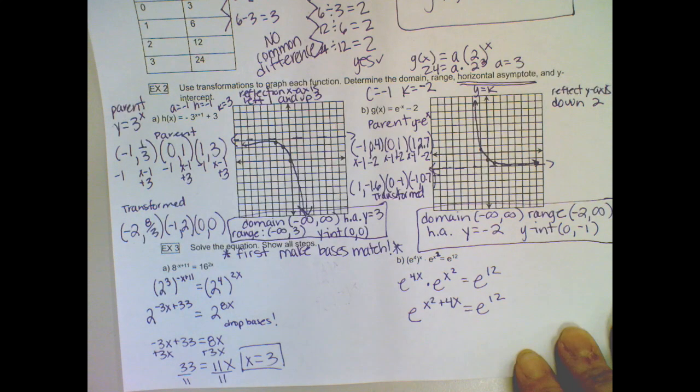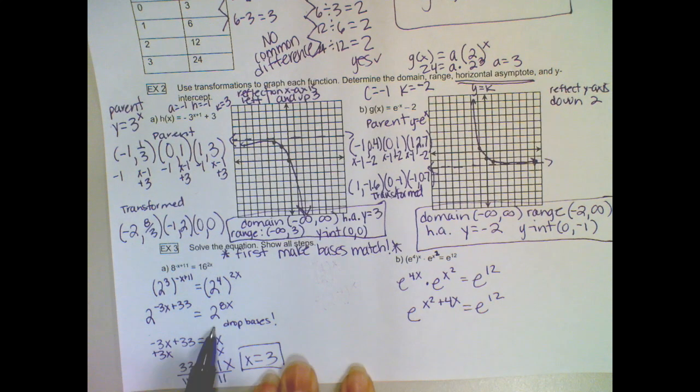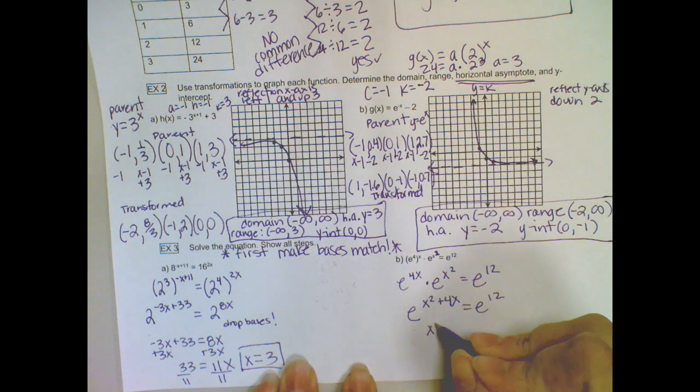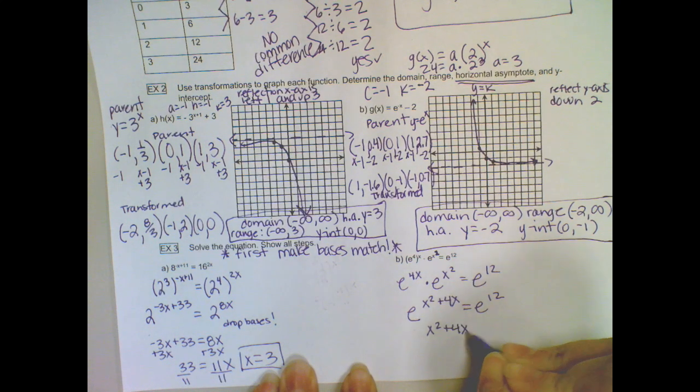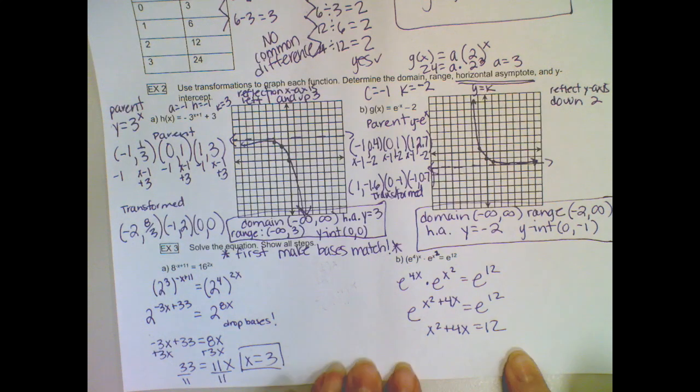And don't be confused. I can, now that the bases match, do the same thing I did over here when the bases were 2's. With the e's, they're both base e. I can drop the bases. I can set the exponents equal. Now this is a quadratic equation.